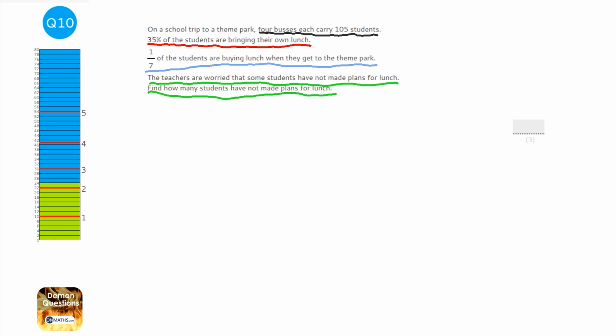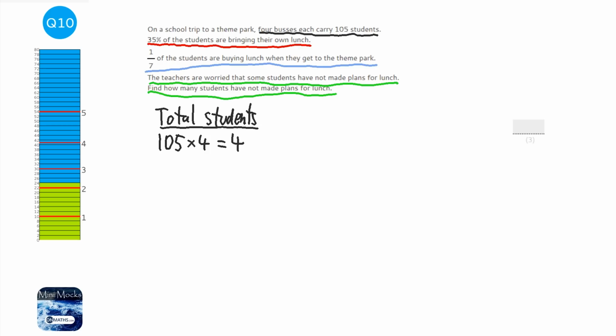So let's do the first thing first, and work out the total amount of students, and show the examiner what you're working out each time. So we're going to do 105 times 4. You can do that any method you want, but it's going to be 100 times 4 is 400, 5 times 4 is 20, so it's going to be 420 students. So we've got 420 students in total.